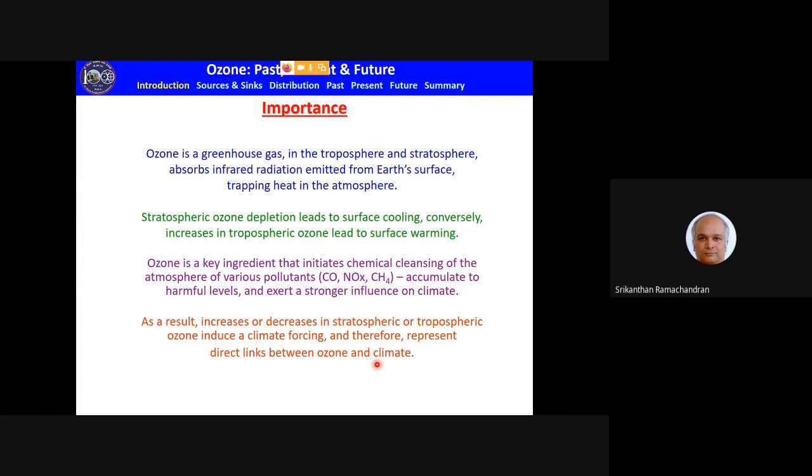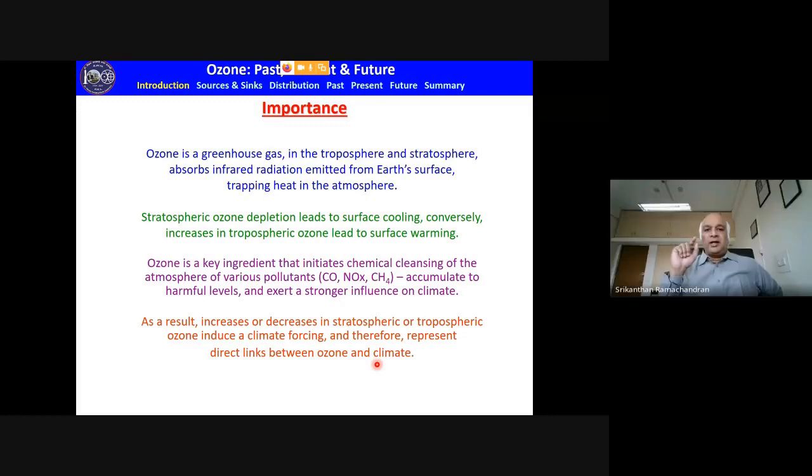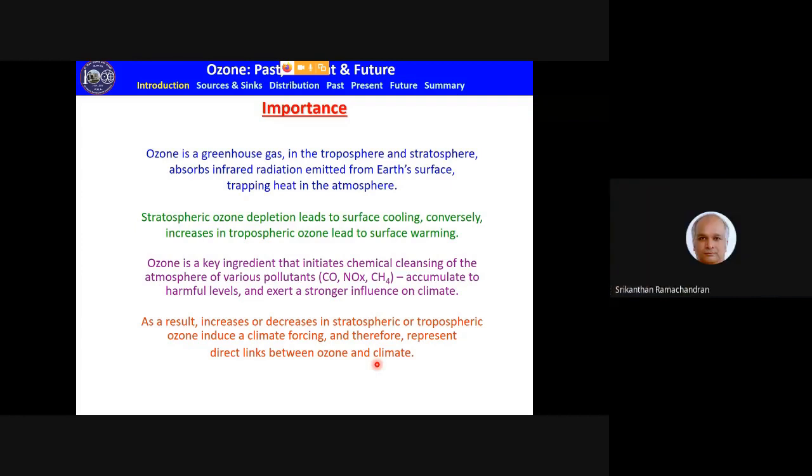Further on why ozone is important: ozone is a greenhouse gas. It is found in both troposphere and stratosphere, as we have seen. It absorbs the infrared radiation emitted from the Earth's surface. It traps heat in the atmosphere. Stratospheric ozone depletion leads to surface cooling. Conversely, increases in the tropospheric ozone will lead to surface warming.